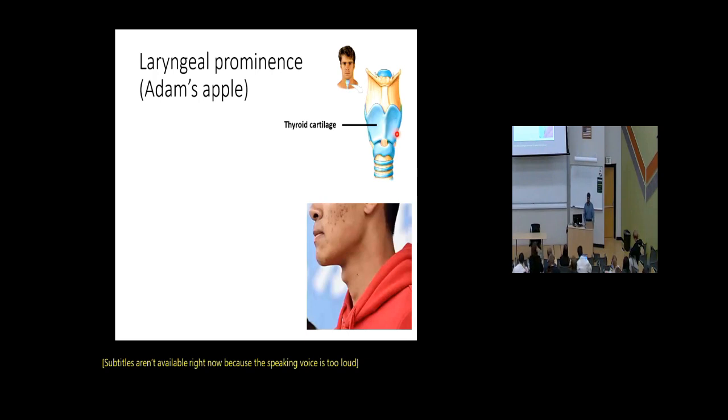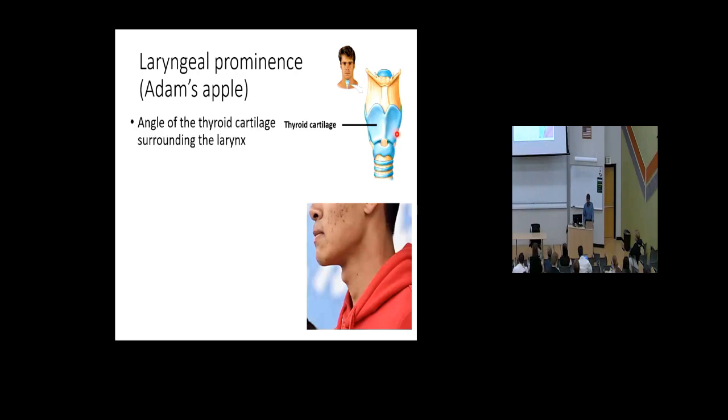Okay, so we move from the epiglottis down to the thyroid cartilage, and this thyroid cartilage can have this laryngeal prominence, which is also referred to as the Adam's apple in common vocabulary. Right, and this is caused because of the angle caused by this thyroid cartilage, and this thyroid cartilage is going to elongate during puberty in response to androgens.